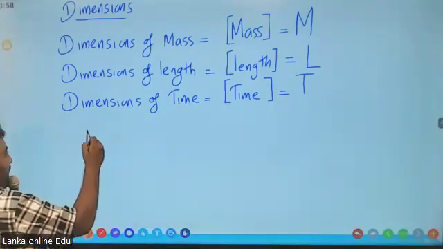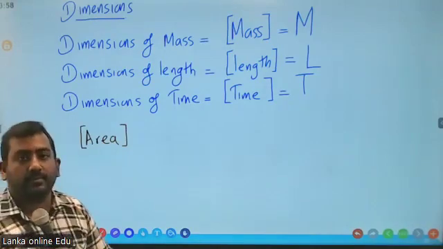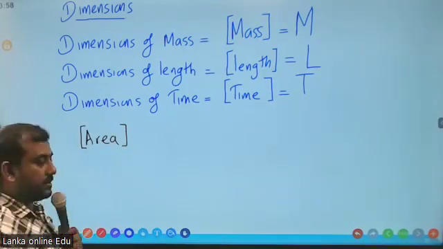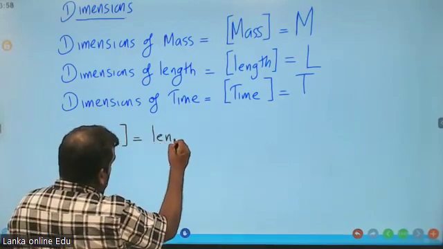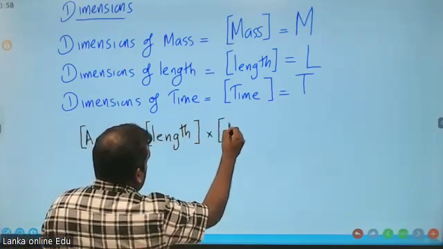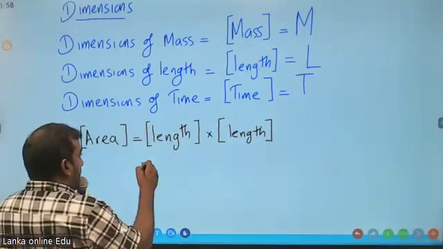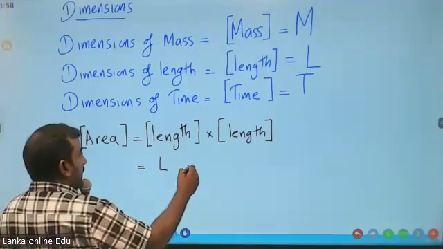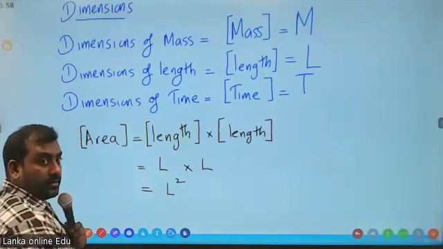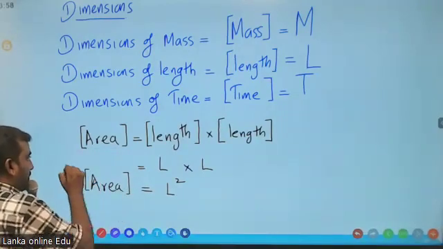Now, area square bracket means dimensions of area. What's the equation for area? Length multiplied by length. So you can write length square bracket multiply by length. Length dimension is capital L. L times L is what? L squared. So dimensions of area is going to be what? L squared. Clear?